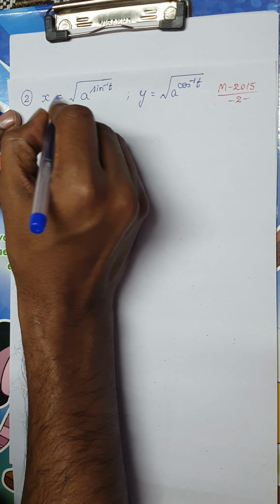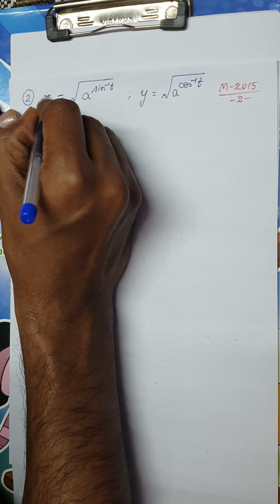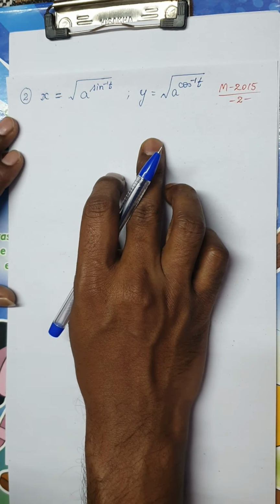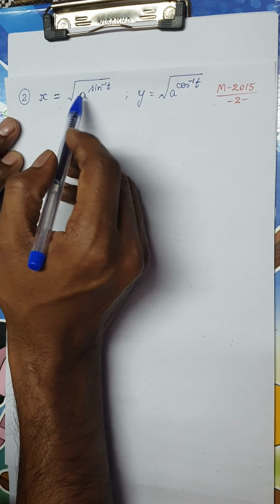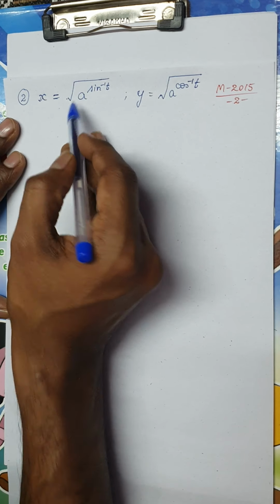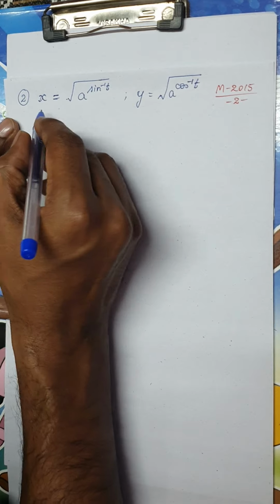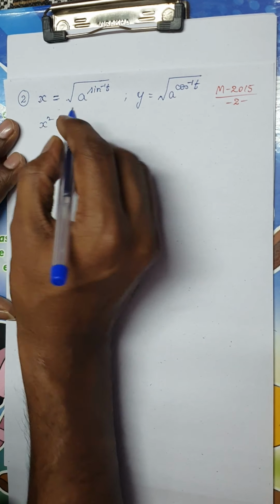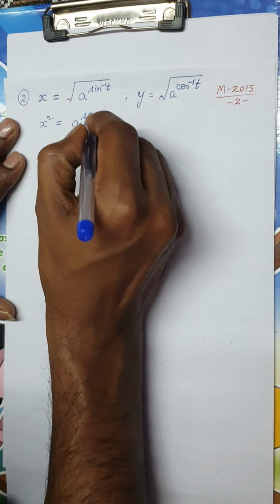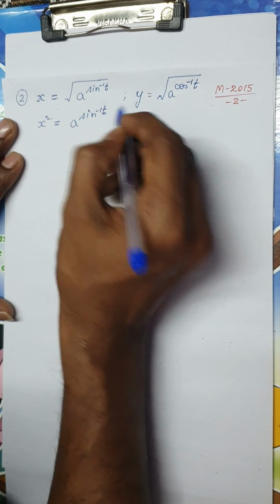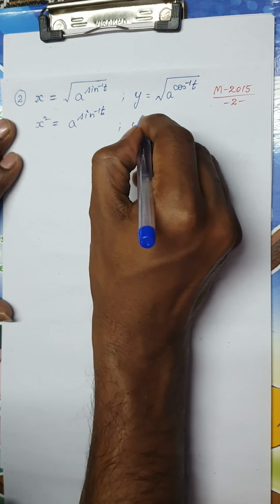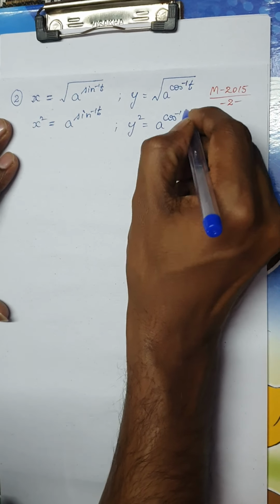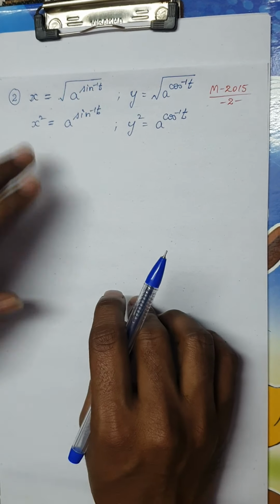Now there is another simple way of solving this question. This is a bit tricky question. So instead of differentiating it directly, let us square it. Taking the square on both sides, I'll get x square is equal to a power sin inverse t. Similarly, if I square here, it becomes y square is equal to a power cos inverse t. Let us keep it as it is.